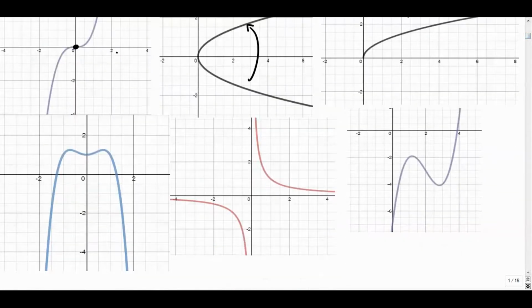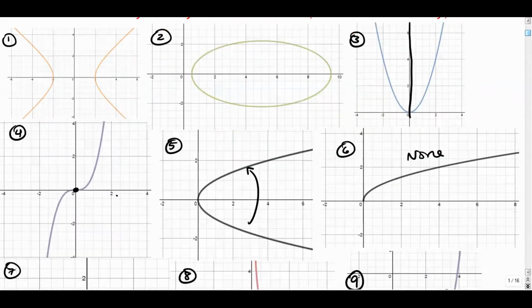Number 7, y-axis symmetry. Number 8 has origin symmetry, and number 9 doesn't have any of those types of symmetries. It is sort of symmetrical, and I guess the point of symmetry would be like (2, -3), and it's kind of an interesting one.